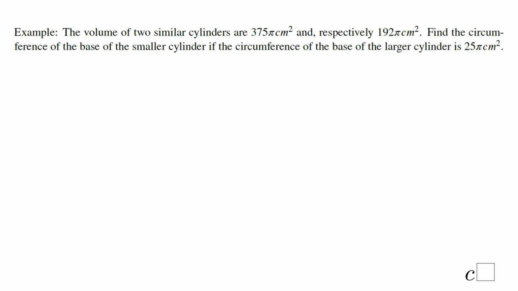In this last example, we have the volume of two similar cylinders, 375 pi, and I put here, which is a problem, it should be cubes, and 192 pi, and again it should be cubed here. So again we have to find r cubed here, and we have 375 pi over 192 pi. These pi cancel out.